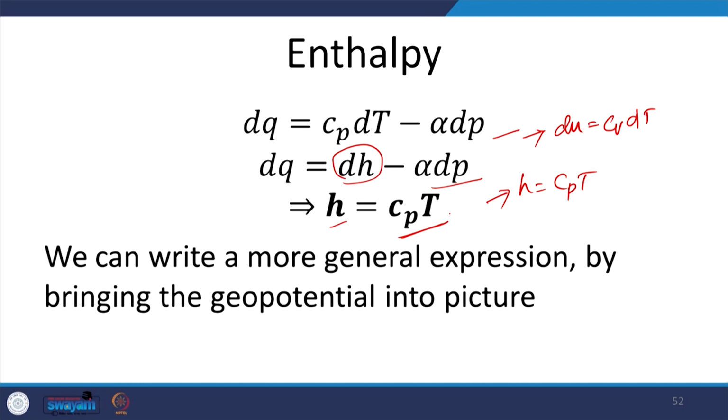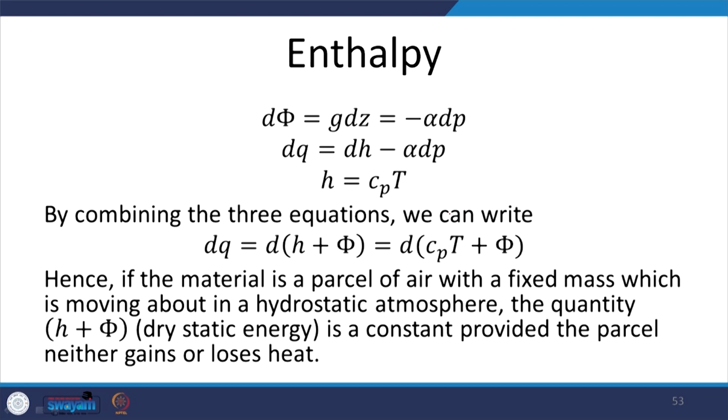If we remember our last discussion, we have seen the idea of geopotential, the work done, right. Geopotential was defined as d phi equals g dz, which from the hydrostatic equation is also equal to alpha dp. So, dq is equal to dH minus alpha dp, that is the equation that we had, and H is equal to Cp T. If we substitute this into this equation, by combining these three equations, we can write dq is equal to d of H plus phi, or d of Cp T plus phi. H is Cp T, this is being substituted here.